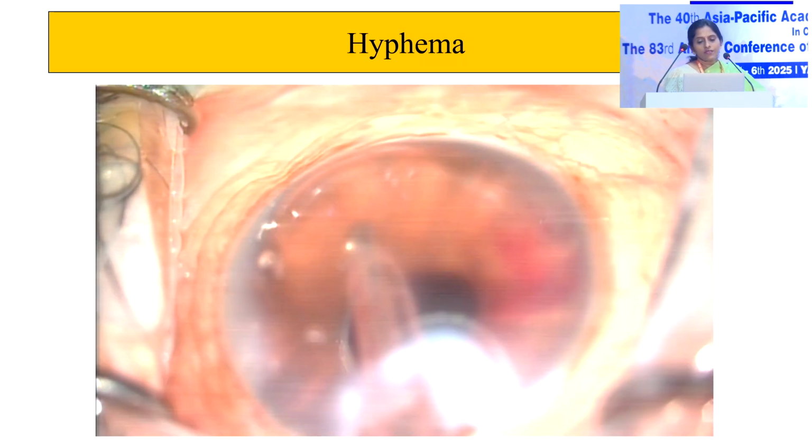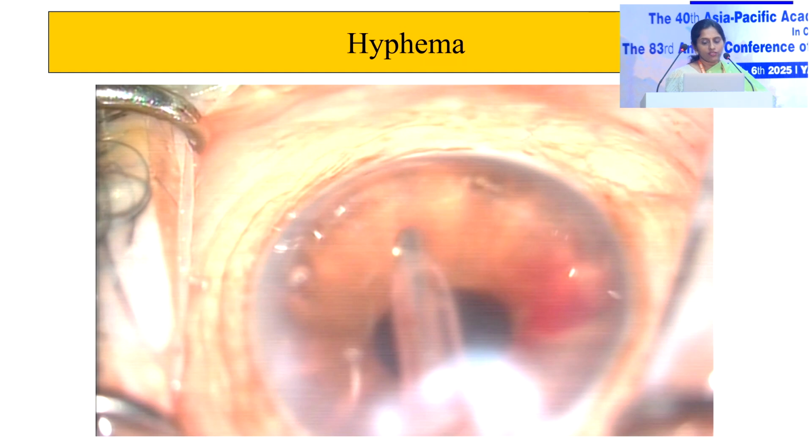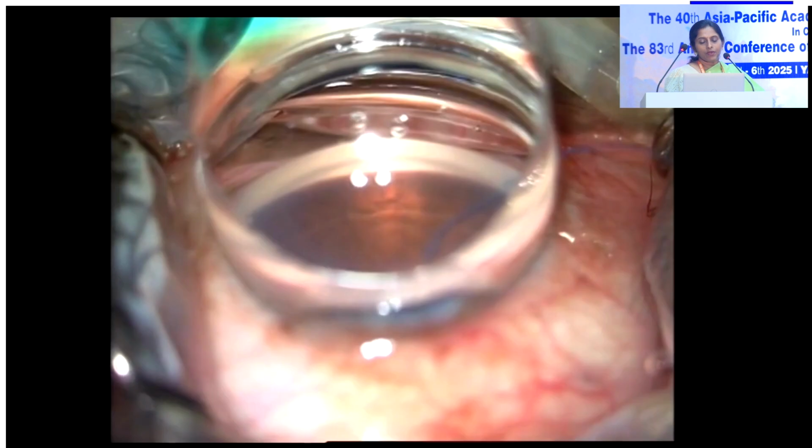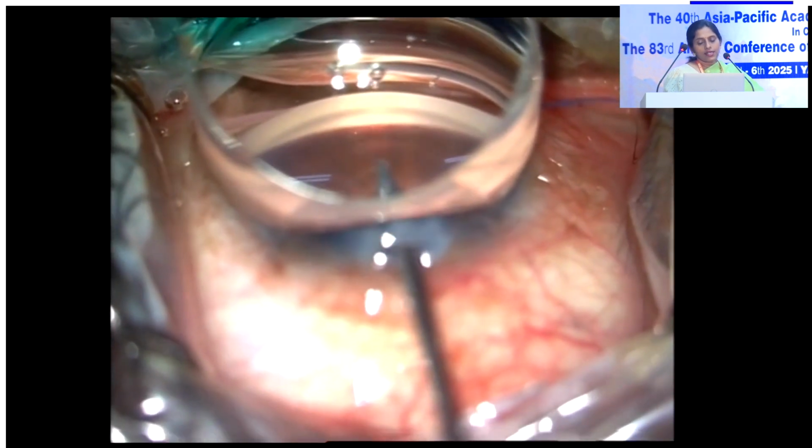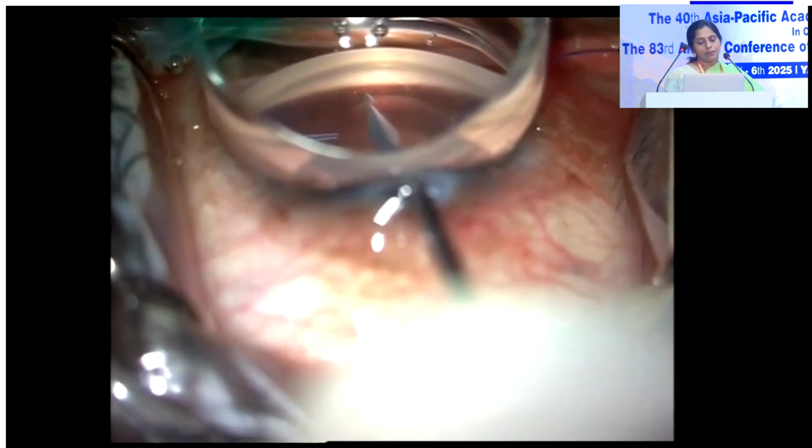So intraoperatively, it's very important to control the bleeding. First, do a thorough wash, use adrenaline to control the bleeding, use an OVD and tamponade the bleeding points, wait for some time and then resume the surgery. And later, at the end of the surgery also, whenever there is a bleeding point, you can leave some viscoelastic to tamponade the blood.